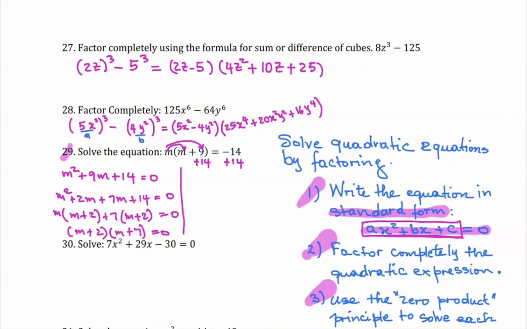Now we're going to use the zero product principle. So then that is m plus 2 equals 0. Subtract 2. M equals -2. Or m plus 7 equals 0. If we subtract 7 on both sides, m equals -7. So the solution set is -2, -7.